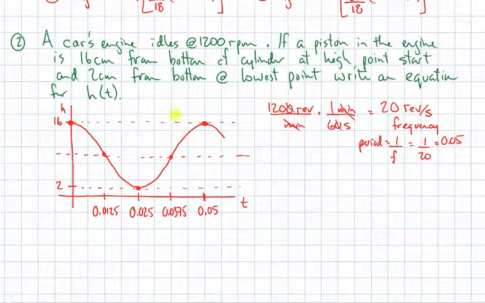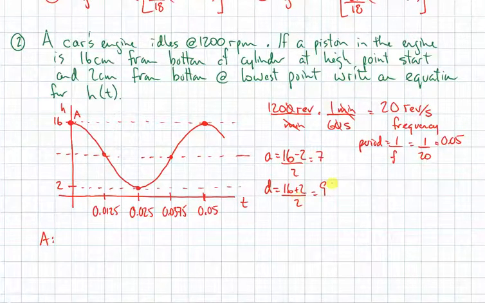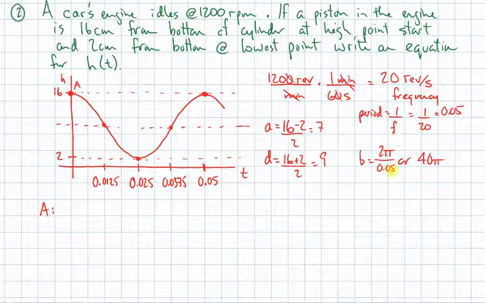If I want a cosine equation, I'm going to refer to point A, the max. Let's figure out my amplitude. My amplitude is the high minus the low divided by 2, which is 7. My vertical displacement is the average value, so that's 9. I've got my period. My B value is 2 pi divided by my period, which I could write as 40 pi, or 2 pi divided by 0.05. I'm going to keep it as 2 pi divided by 0.05 because that lets me see the period quickly, although 40 pi is a tidier way to write it, so I'm good with either one.